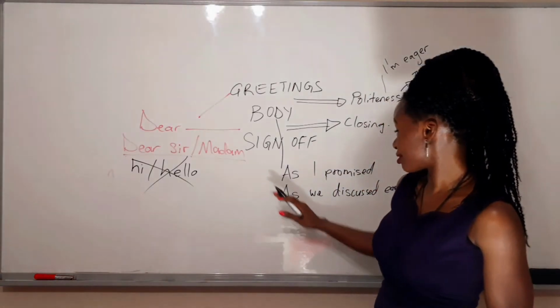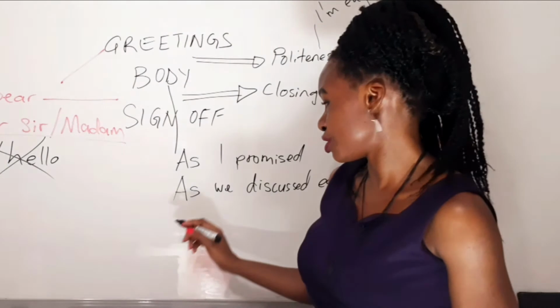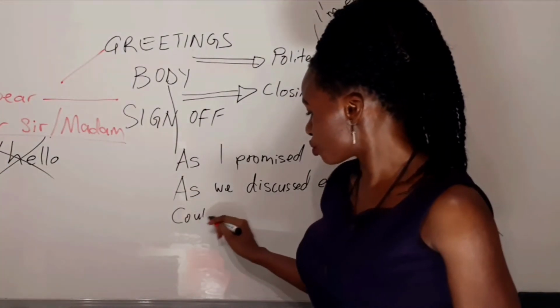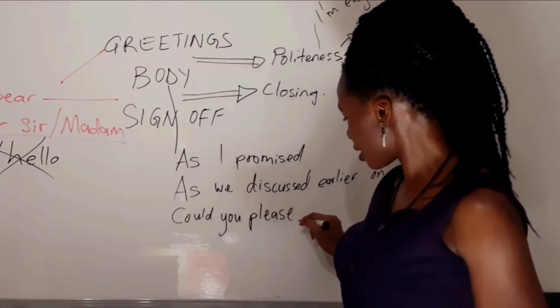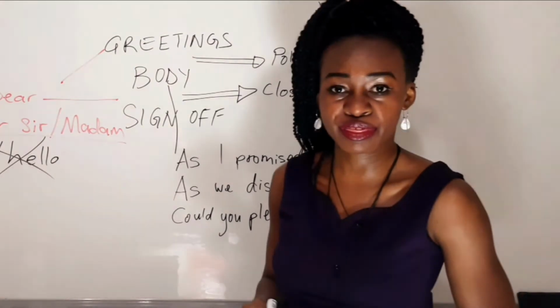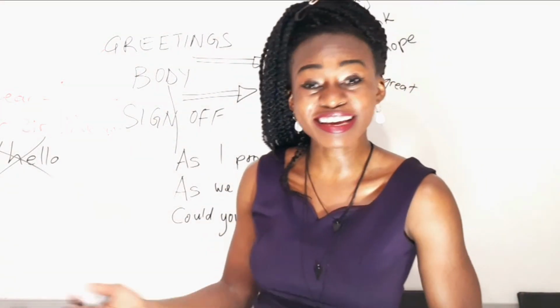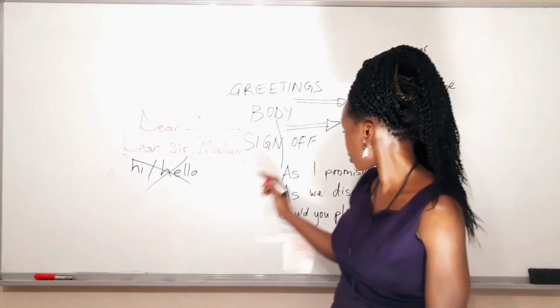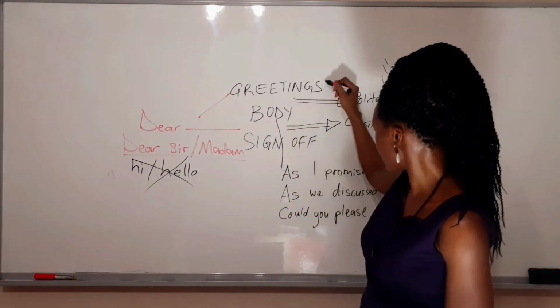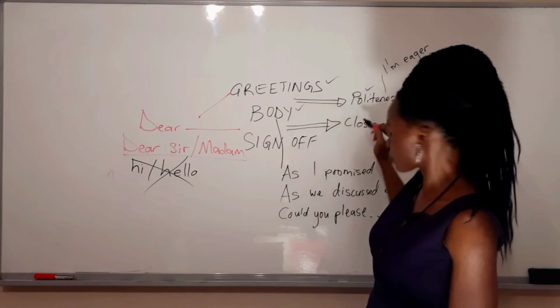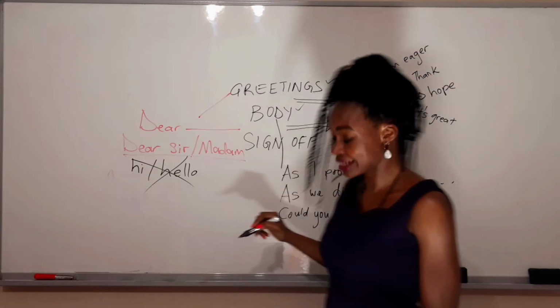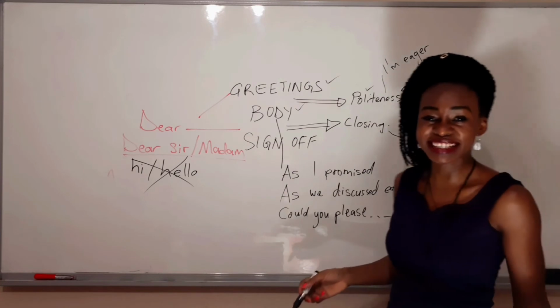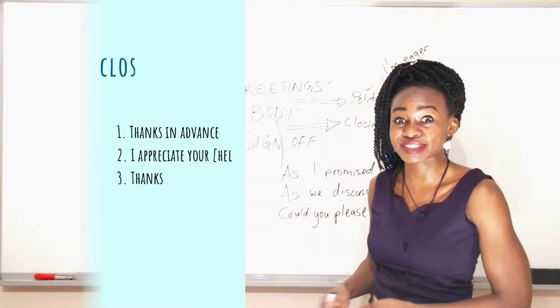For example, you want to ask for a favor. You could begin with, could you please, and then follow it up with a verb explaining whatever you need from this person. So we are continuing on to, so we've done greetings, body, politeness. We're getting on to the closing. The closing, in most cases, there is a general phrase that works every time.